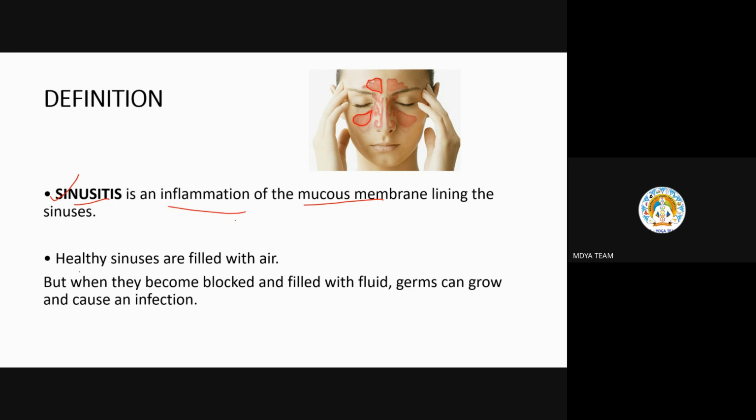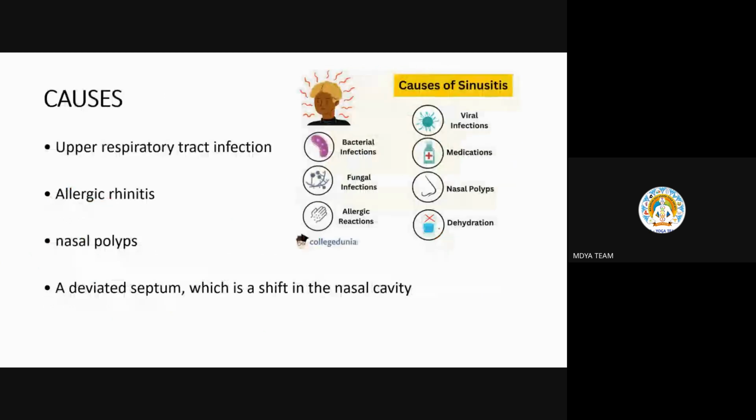Healthy sinuses are air-filled sacs, as I told you. Here it is written that healthy sinuses are filled with air, but when they become blocked and filled with fluid, germs can enter and cause infections. Germs will grow in those liquid-filled sinuses. This is very simple, no problem.